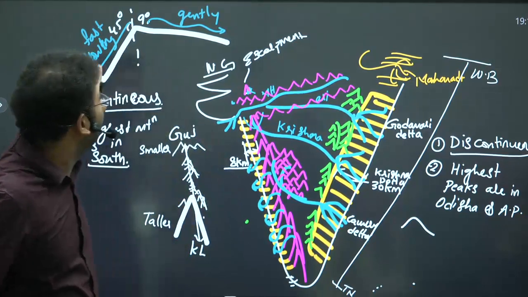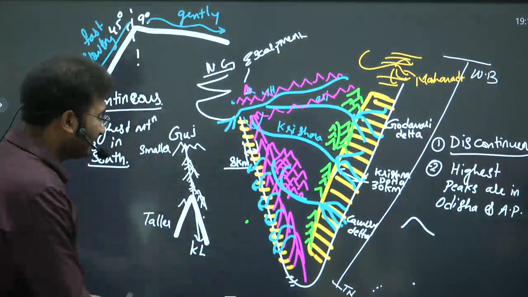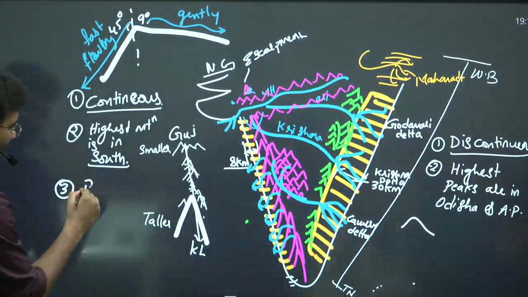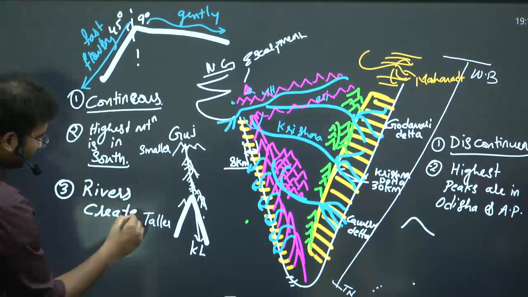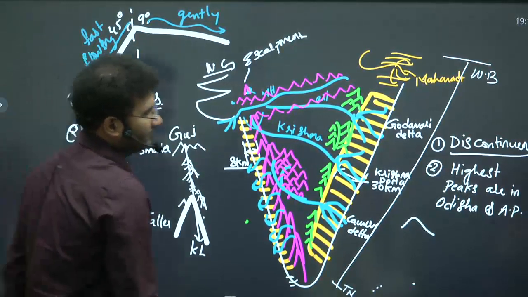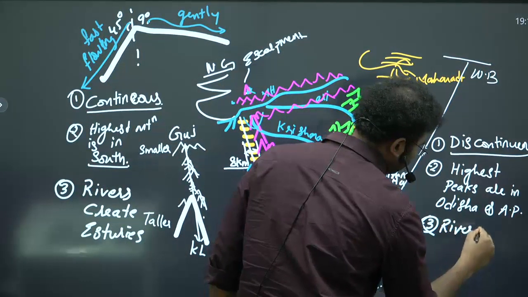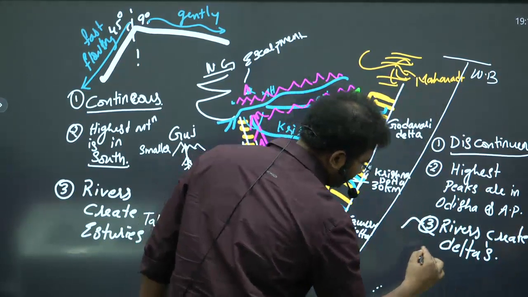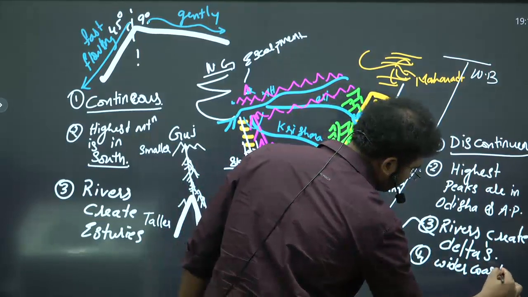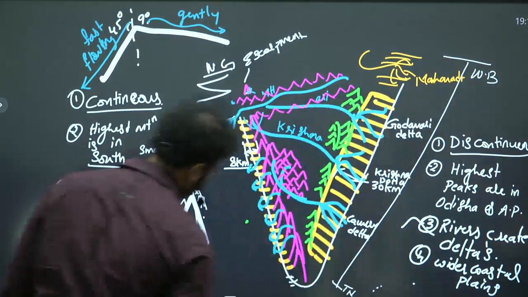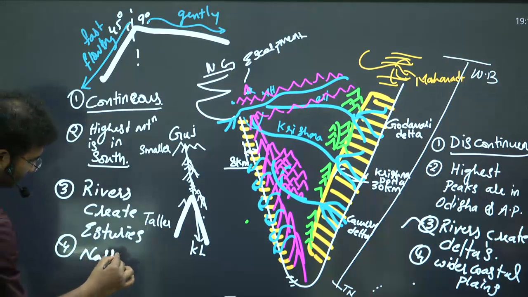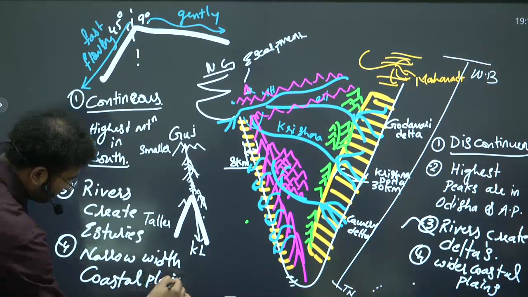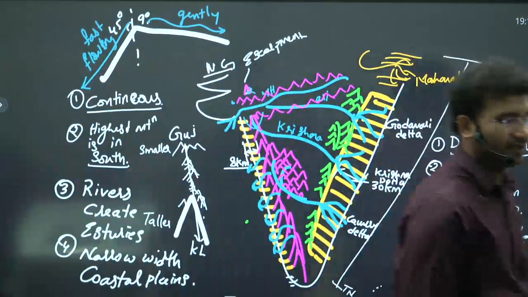Escarpments means on one side you have steep slopes. That's why all the rivers which are flowing on the western side create... Now, these are the fundamental differences between Eastern Ghats and Western Ghats.